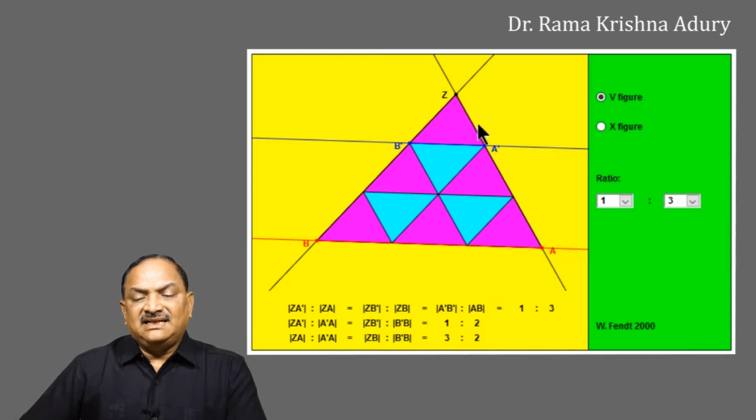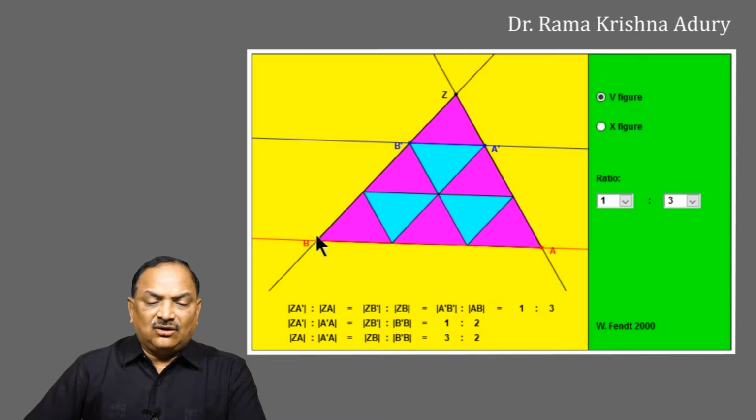A'Z is 1 unit and AA' is 2 units. Here this is 1 is to 2. These are 2 units here. And on this side also, B'Z is 1 unit and BB' is 2 units. So 1 is to 2 on this side and 1 is to 2 on this side.